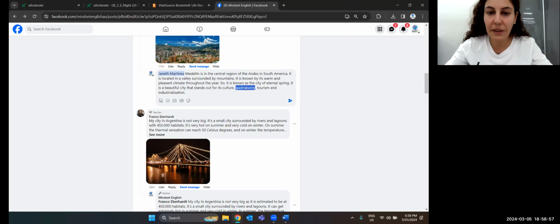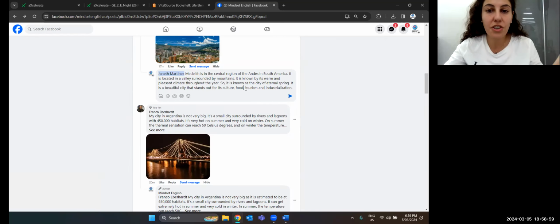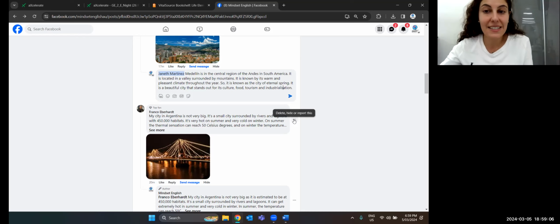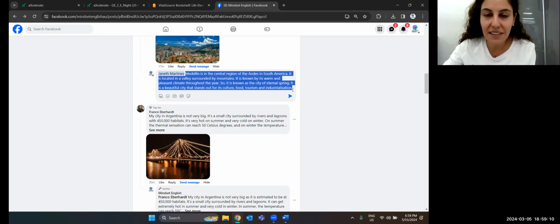So again, let's go a little bit casual. Food, for its culture, food, tourism, and industrialization. Remember the Z, we make it an S for the British English. So let's read this again now and see how it sounds better. Medellin is in the central region of the Andes in South America. It is located in a valley surrounded by mountains. It is known by its warm and pleasant climate throughout the year.